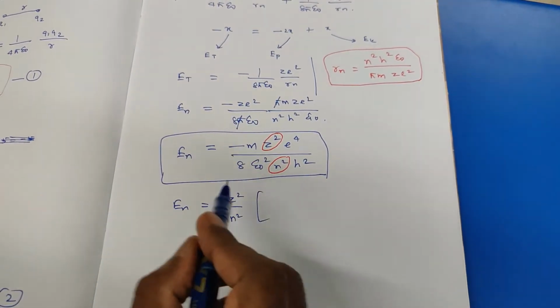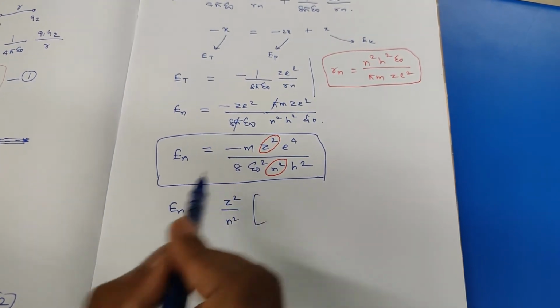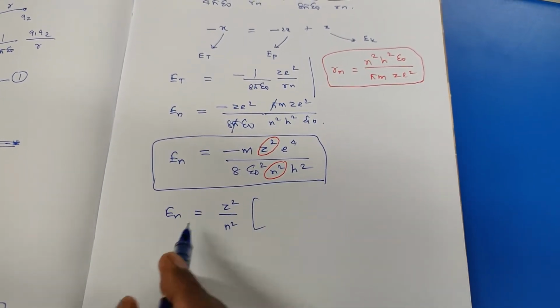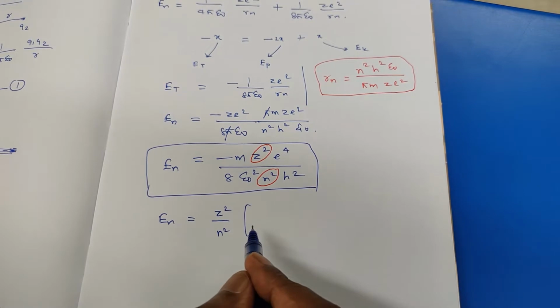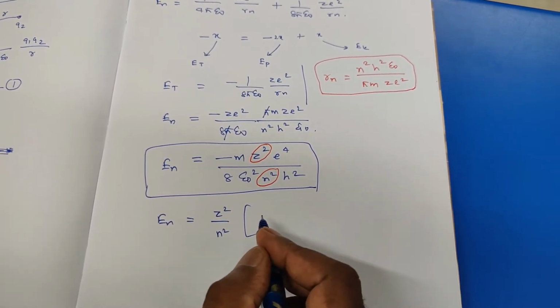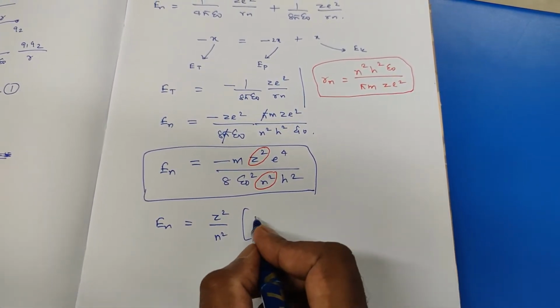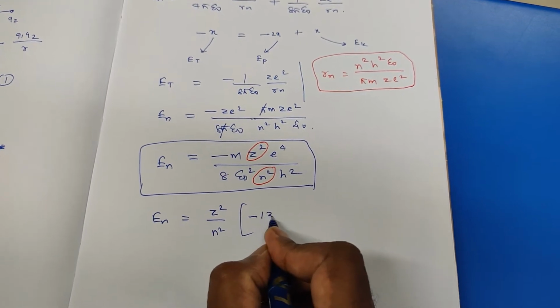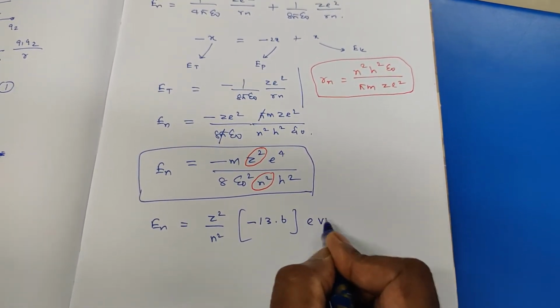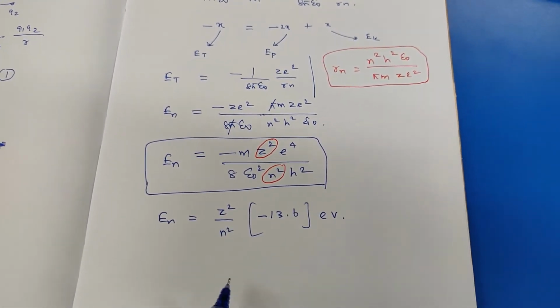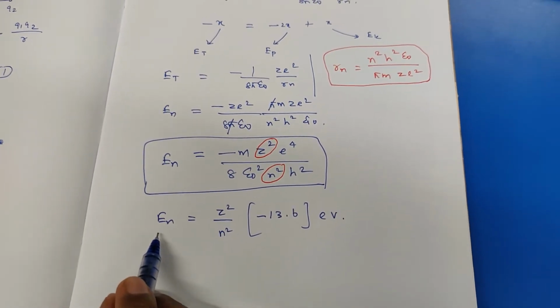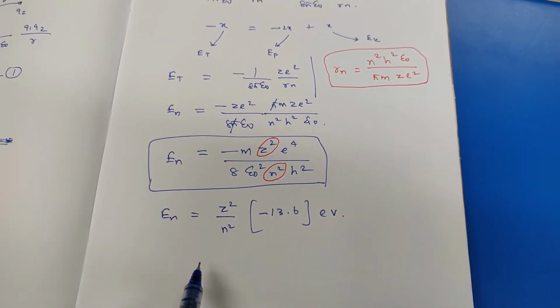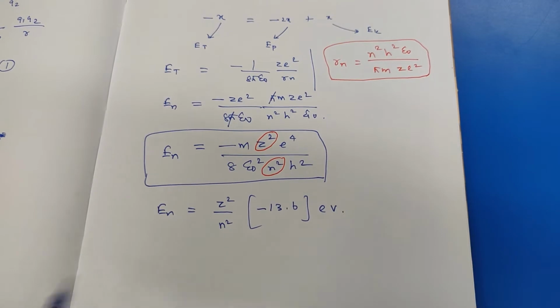The mass of electron is a constant, charge on electron is constant, epsilon naught is a constant, Planck's constant is a constant. Therefore all these constants, put the numerical value and simplify. Then convert to electron volts, you get minus 13.6 electron volt. Okay. Now what you got is the total energy is Z square by n square into minus 13.6 electron volt.